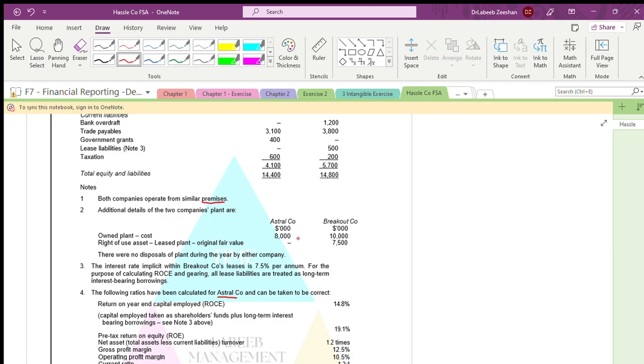Additional data is they have owned the plant. Now you see the things. What happened? There is a lease. It will have impact on the capital. Lease is there. How much is the lease?